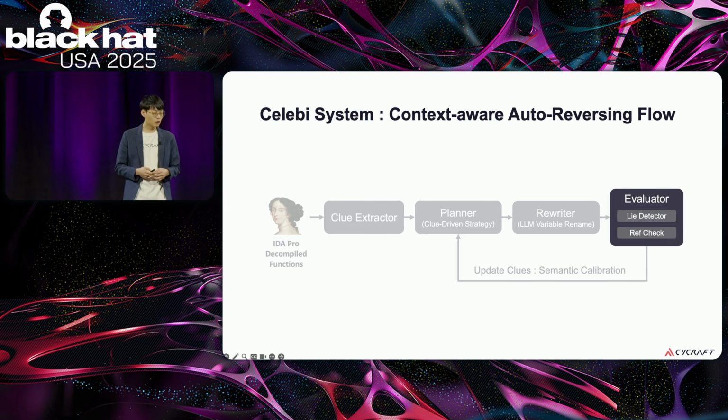So after this step, we will have a result from the language model: the renames and the summary. But we don't just blindly take this result. We will use the lie detector and the reference check we mentioned earlier. We will evaluate the result, we will validate it, and we reject those bad quality renames.